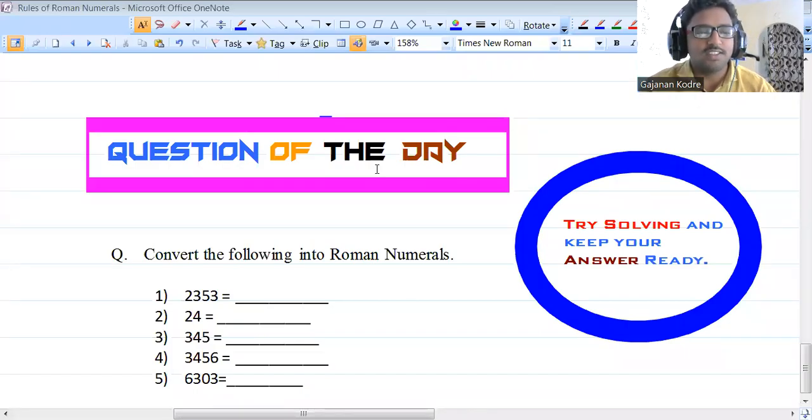Hello students, I hope you all are ready for the question of the day. So take out your pen, pencil and notebook, and here is your first question. Convert the following into Roman numerals.